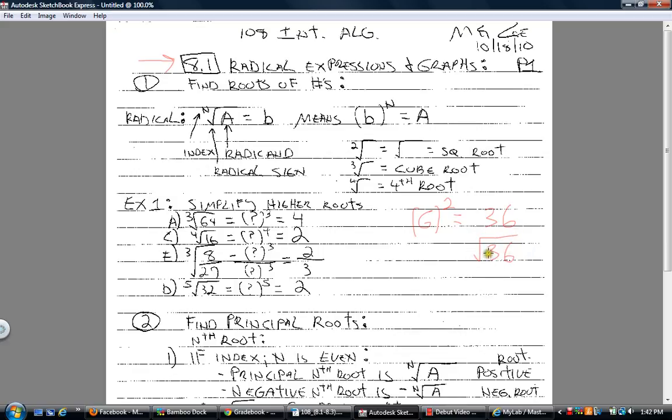And what they want to know is what times itself equals 36. And the answer is, of course, the question mark that I'm trying to find here is 6. Now it could be a plus 6, since 6 times 6 is 36, and also a negative 6. Sometimes, as I mentioned before, you see the symbol plus or minus 6. We usually think of it in terms of the positive answers on these.